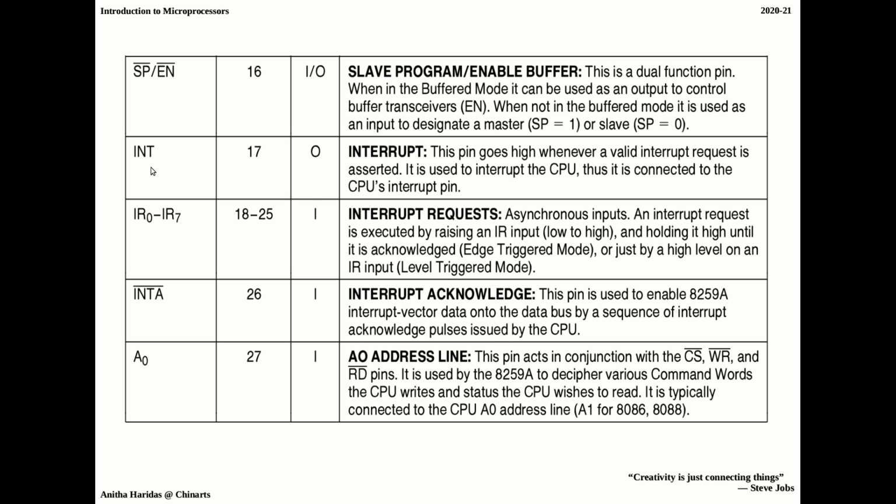Then we have the interrupt line. Obviously, the interrupt line goes high whenever a valid interrupt request is asserted. It is used to interrupt the CPU, thus it is connected to the CPU's interrupt pin.